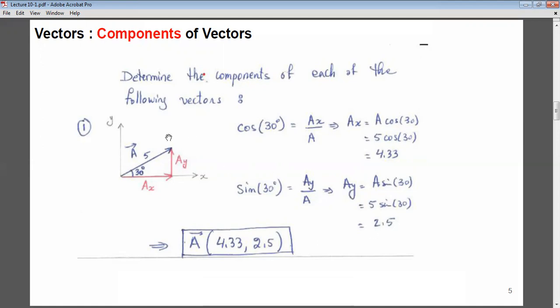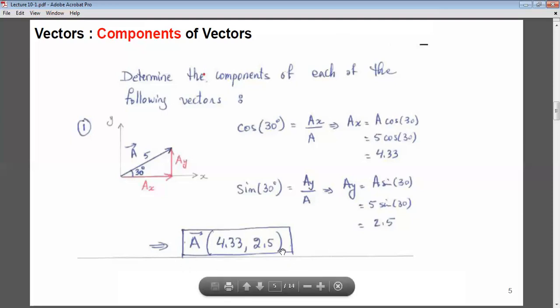So vector A, and this is how I represent it. Vector A will be the X component 4.33, comma, Y component 2.5. This is how I represent a vector in 2 dimensions. In 1 dimension, it was enough to say plus, minus. We were saying the displacement is plus 10. The acceleration is minus 9.8. That is in 1 dimension, plus, minus, because it's only 1 axis.